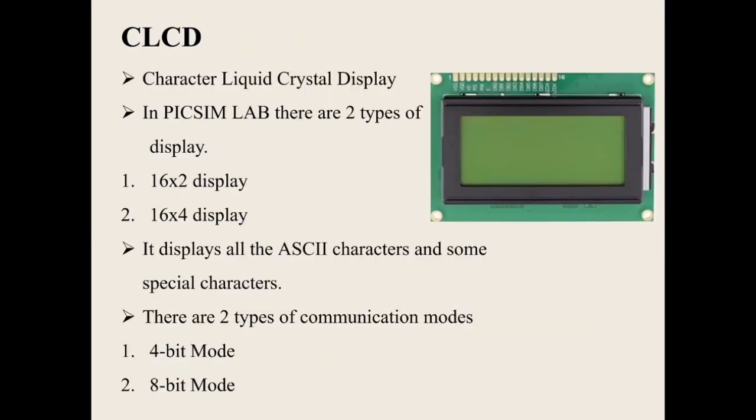CLCD, Character Liquid Crystal Display. In PICSIMLab, there are two types of display, 16x2 display and 16x4 display. 16x2 means it can display 16 characters per line and there are 2 such lines. The CLCD displays all the ASCII characters and some special characters. There are 2 types of communication mode, 4-bit mode and 8-bit mode.